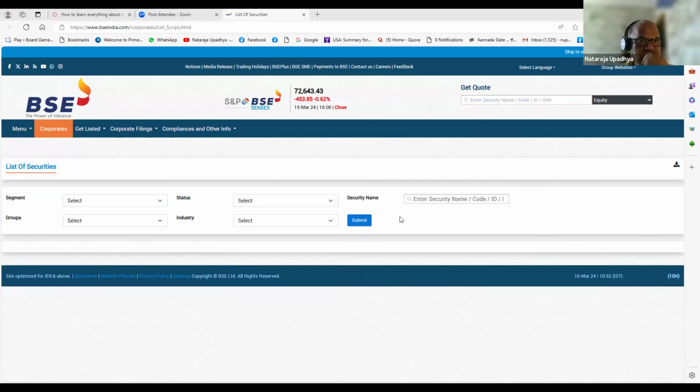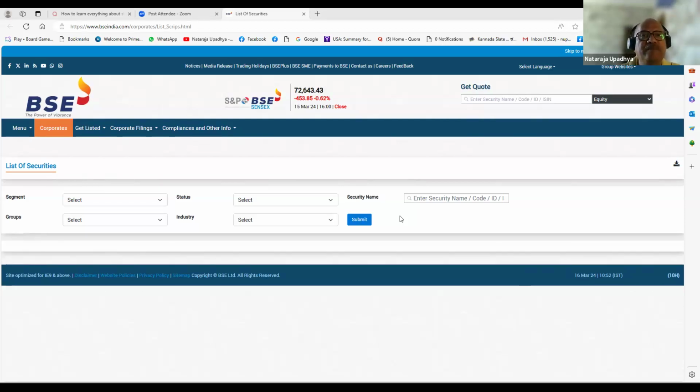the sectors or the industries as defined by BSE. So 191 industries are there. There is a parallel standard by NSE. Okay, so NSE has its own standard. Again, let me share that screen. Okay, NSE has a different standard.